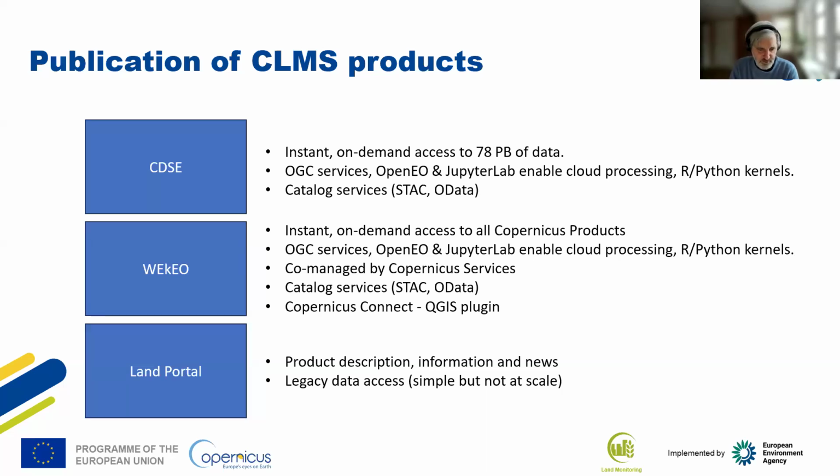And then there is the Copernicus Connect, a QGIS plugin where you can easily search, visualize, and download data to your local GIS. The Land Portal is where you find the description, information, and news about our products, and it's the legacy data access. It's simple to select and download data, but it's not suitable for download at scale. Next, please.